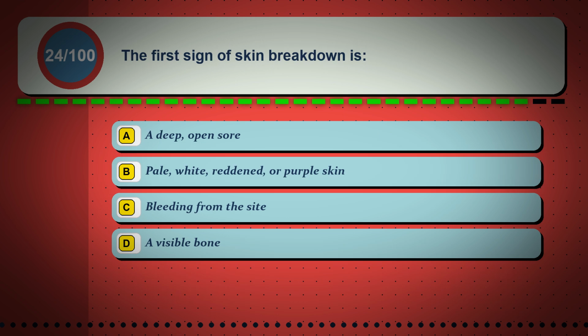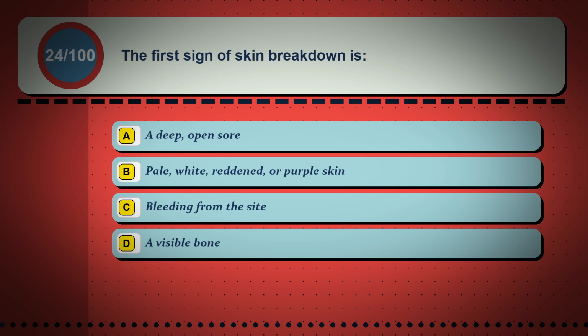Question 24. The first sign of skin breakdown is: Option A. A deep, open sore. Option B. Pale, white, reddened, or purple skin. Option C. Bleeding from the site. Option D. A visible bone.